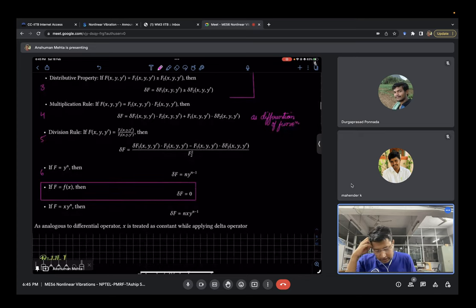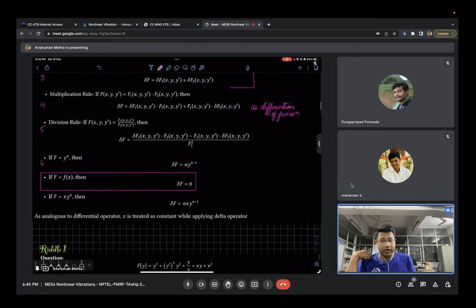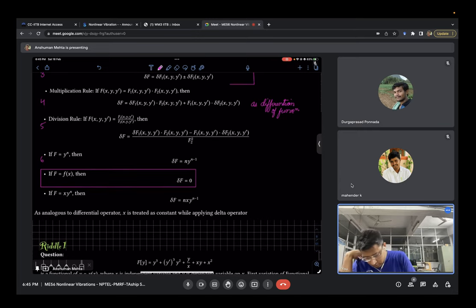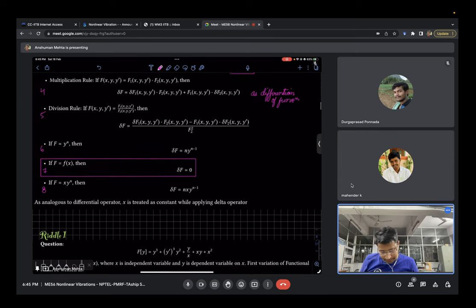This means that if there is no y, the function will be treated as constant. Okay, so if it's constant, the differentiation of a constant is zero, right? So it is something like that. This is the seventh property, and the eighth property is also like that only. It behaves as if it is constant. Okay, x is constant, or function of x is constant.